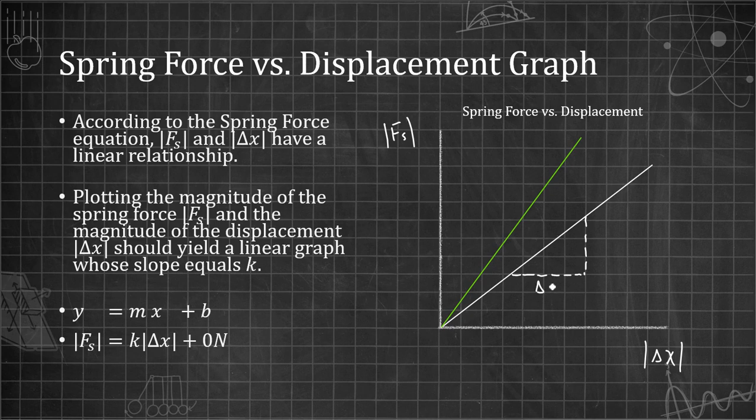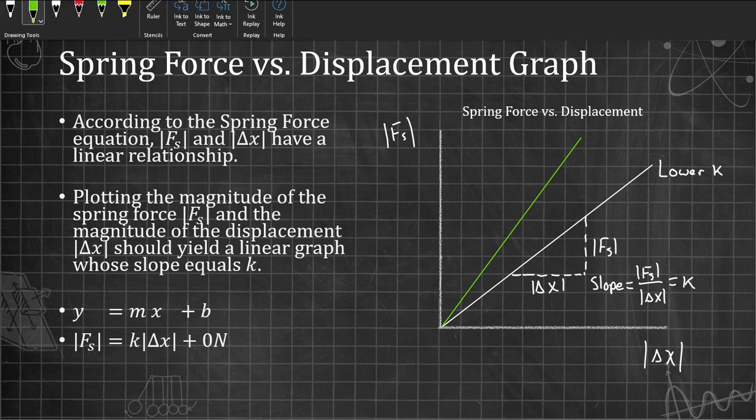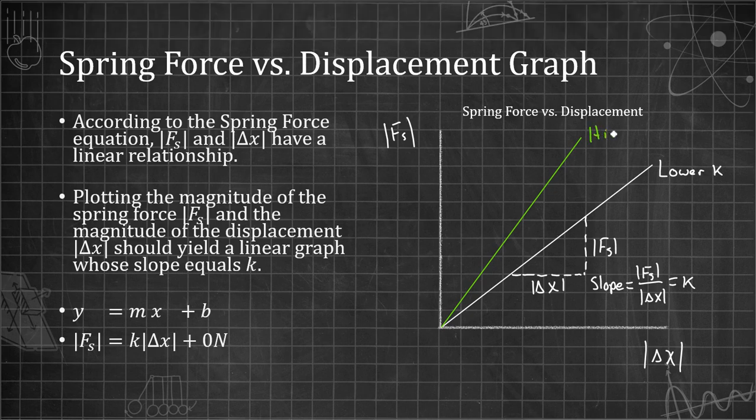So essentially what we're saying here is if we graph the magnitude of the spring force against the magnitude of the spring displacement, we should get a linear graph, and the slope of that linear graph should tell us the spring constant of that spring. So looking here, we have a green graph that has a steeper slope, and therefore it has a higher spring constant compared to the white graph.